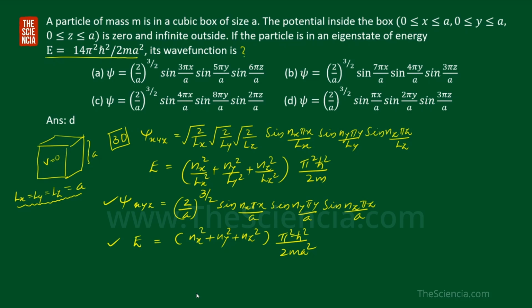And here in this question, the energy is given, that is equal to 14 pi square h square by 2 m a square. That is, this term is a common term, right? So that means nx square plus ny square plus nz square is equal to 14.